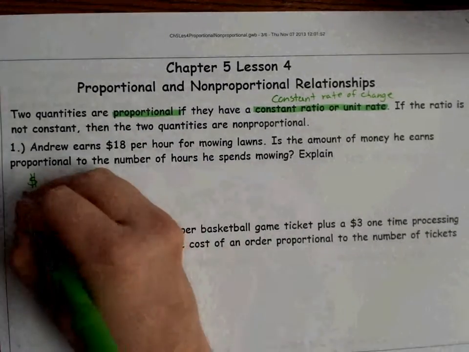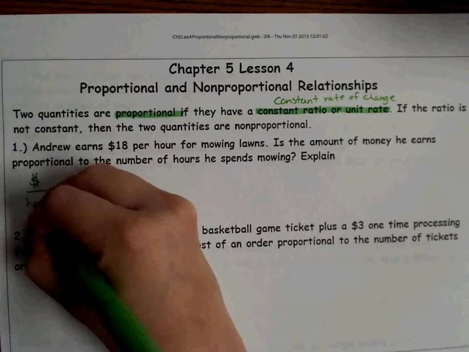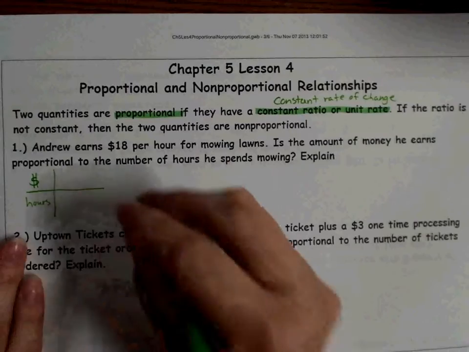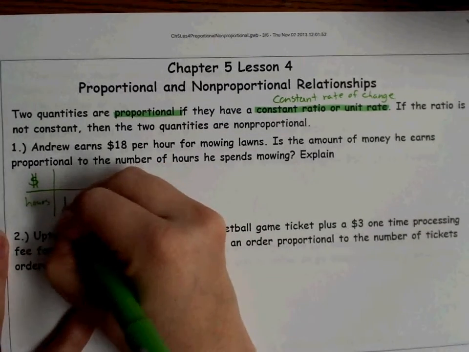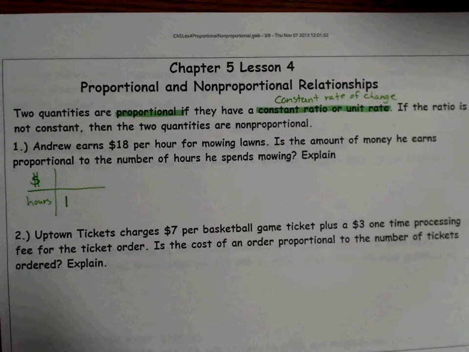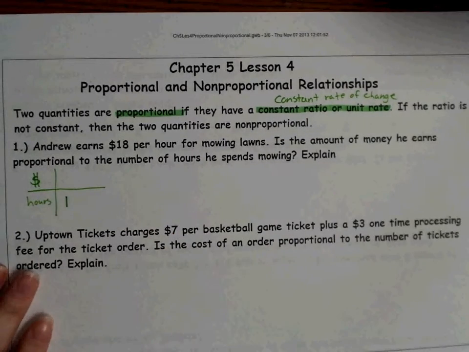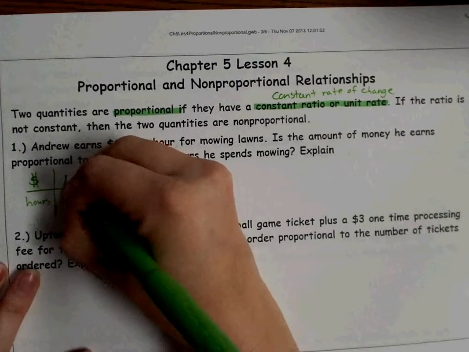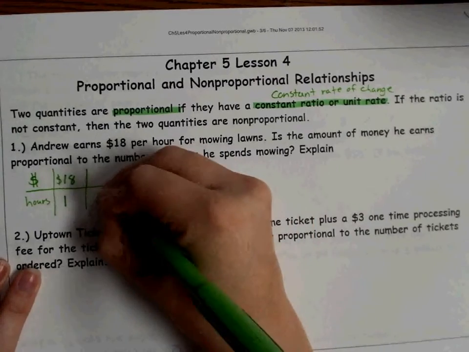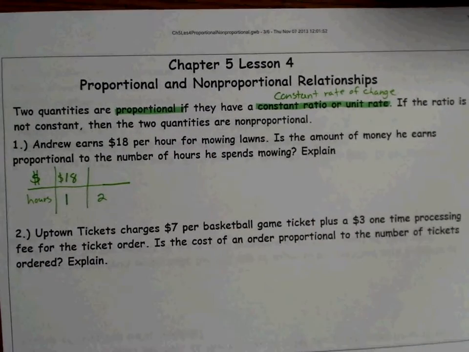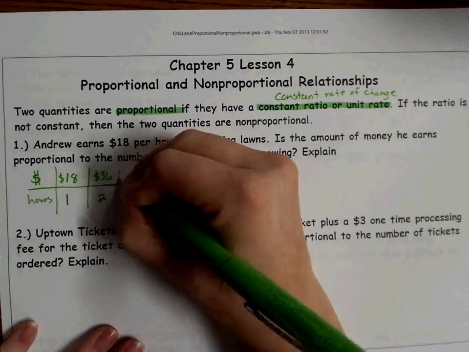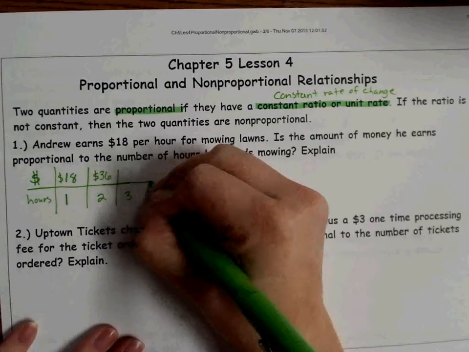Money compared to the hours. So if he were to work 1 hour, how much money would he make? $18. If he were to work 2 hours, how much money would he make? $36. If he were to work 3 hours, how much money would he make?